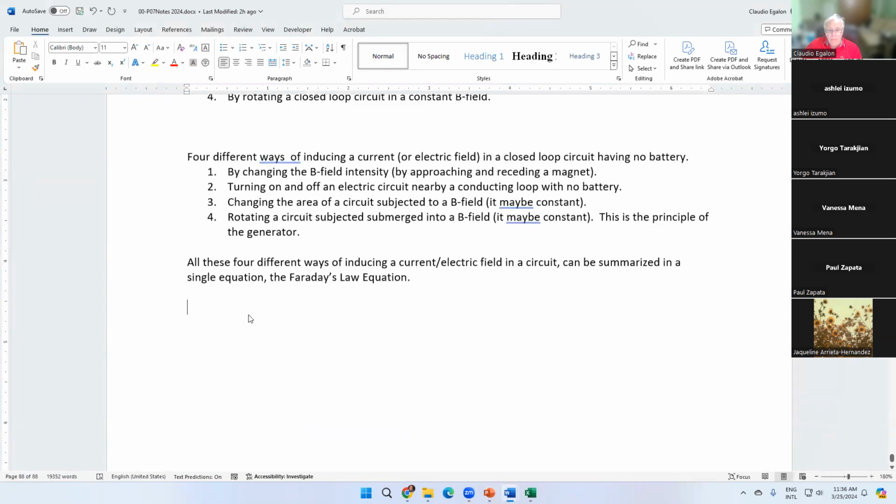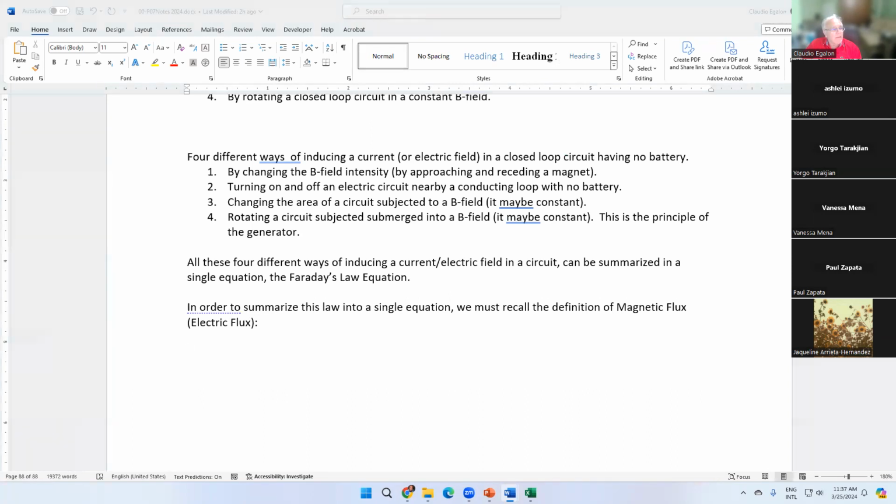Okay, in order to summarize this law into a single equation, we must recall the definition of magnetic flux. Remember the electric flux? By the same token that we have an electric flux, we can also have a magnetic flux. The equation of the magnetic flux is something like that. The magnetic field that's parallel to the vector area of the circuit, the product of those two, is going to be the flux through the circuit. That would be B cosine theta A, where theta is the angle between the area vector and the magnetic field.